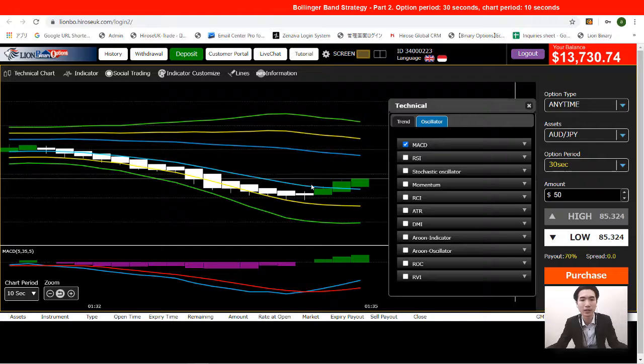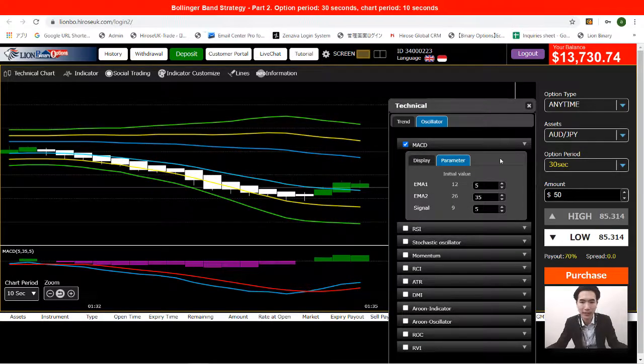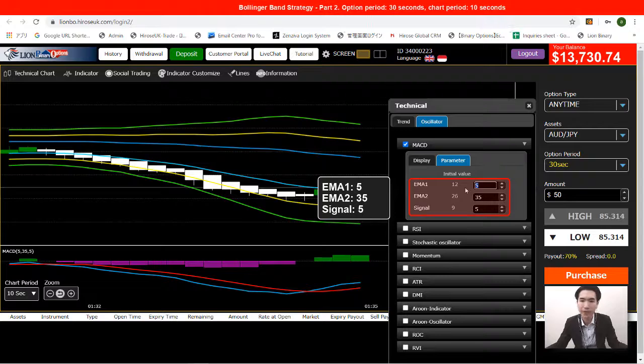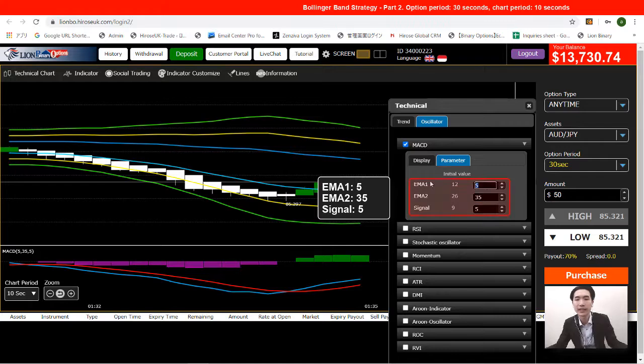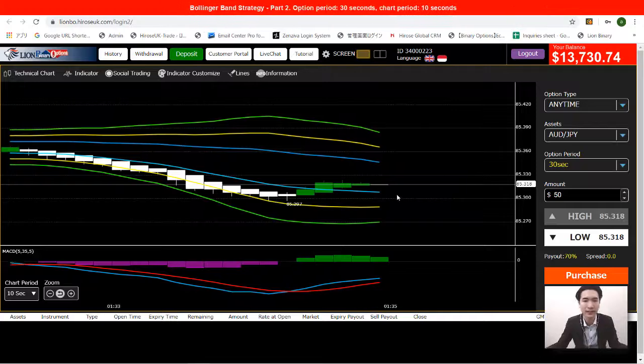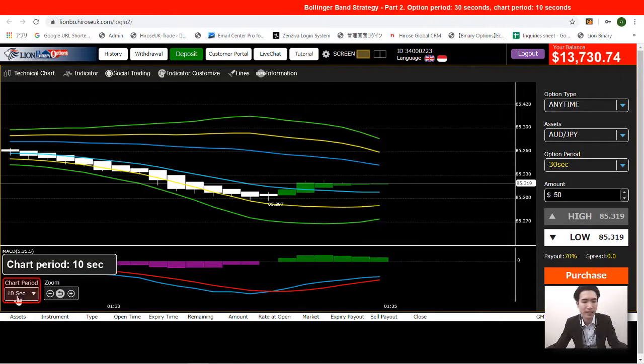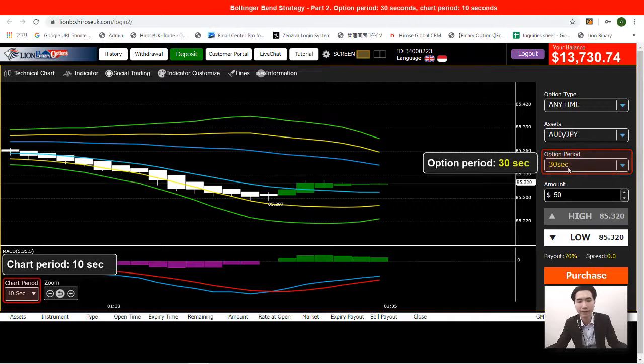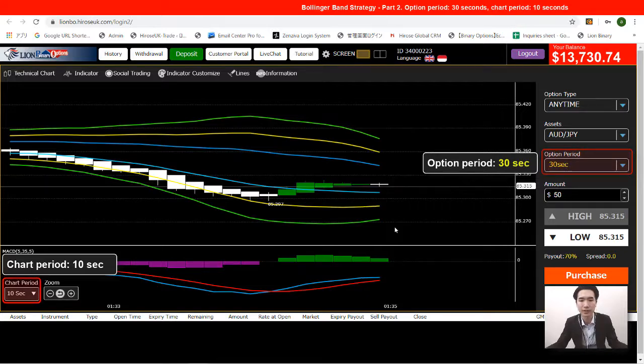Then we open the drop down for MACD. The parameters we're using here are 5, 35, and 5. So again, EMA1 is 5, EMA2 is 35, signal is 5. All the settings for this pattern are exactly the same as the ones yesterday, so you can just use the same settings for both patterns. The chart period I'm using today is a 10 seconds chart, and I'll be trading with a 30 seconds option. So again, chart period is 10 seconds, option period is 30 seconds.